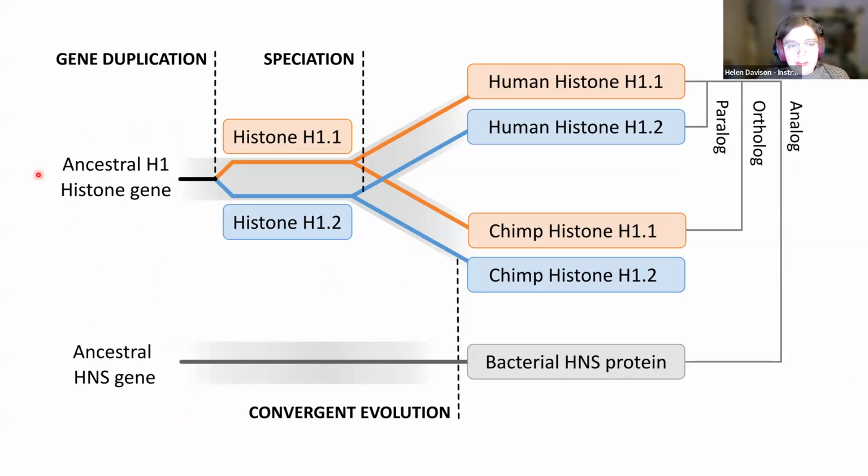Within the histone genes, you have gene duplication events, which resulted in two different versions of this H1 histone gene. These will be your paralogs. And then you have a speciation event that results in these two different genes having different versions in different species, which are your orthologs. So H11 in humans and H11 in chimps are orthologs. And then the same for these two blue ones here.